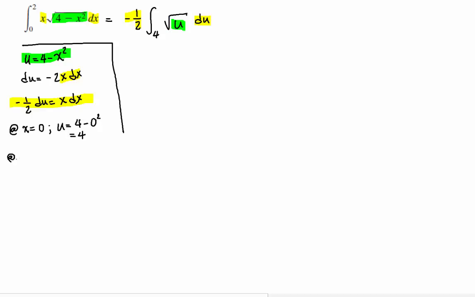At x equals 2, u becomes 4 minus 2 squared, which is 4 minus 4, which gives you 0. So that 2 becomes 0, because I don't need my endpoints in terms of x. I need them in terms of u now. Okay, so now we can calculate our integral. So we copy the 1/2, and by the way, we can calculate this definite integral using the first fundamental theorem of calculus. That allows us to use an antiderivative of this function to evaluate the definite integral.